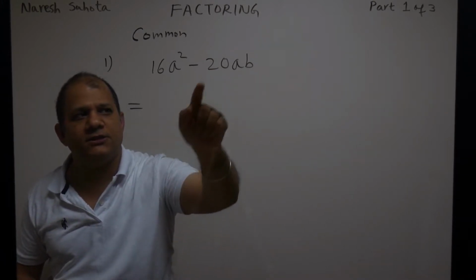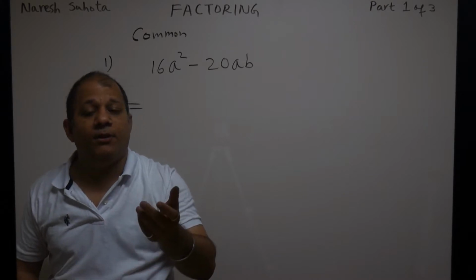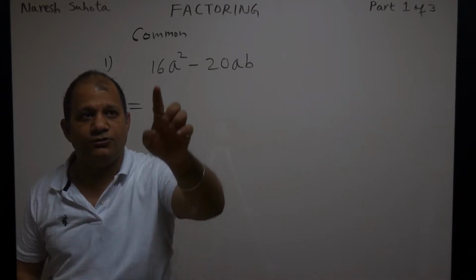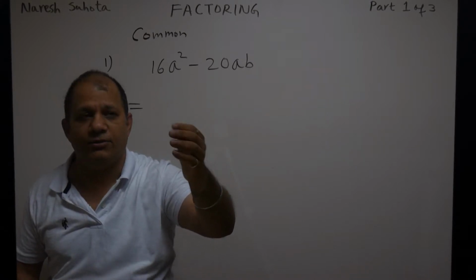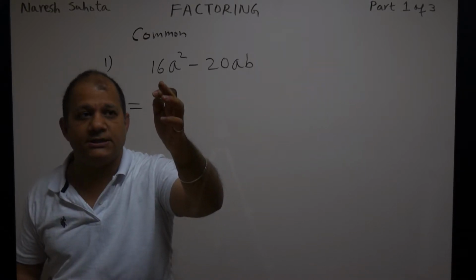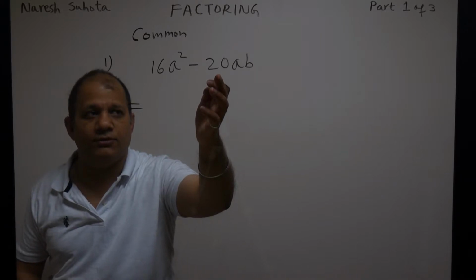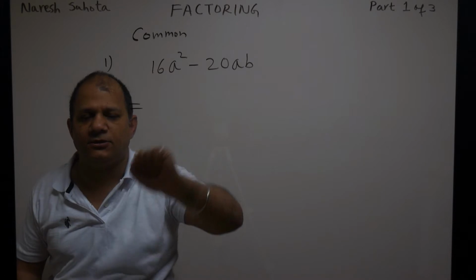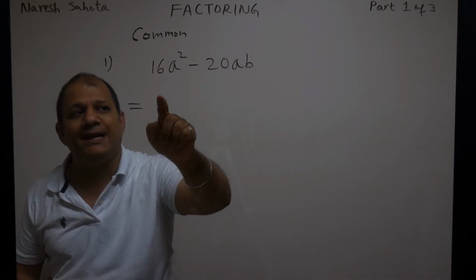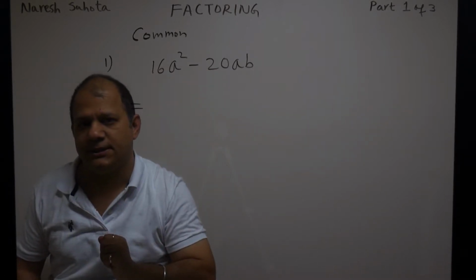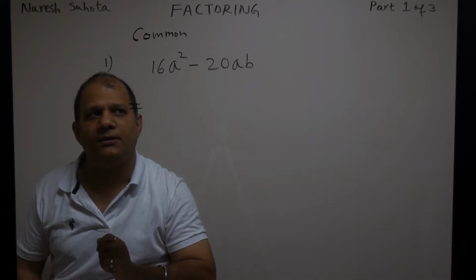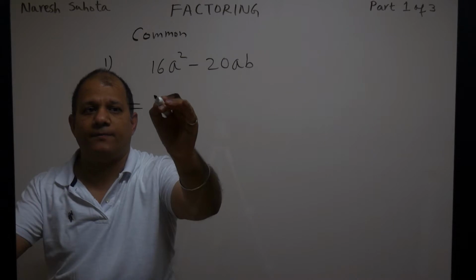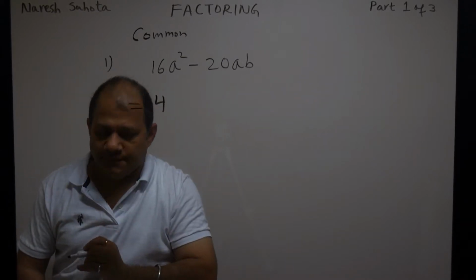So 2 goes into 16, 2 also goes into 20. But what we want is the largest number, right? So 2 goes into both, then try a higher number, try 4. Does 4 go into 16? Yes. Does 4 also go into 20? Yes. Okay, 8. 8 goes into 16, but doesn't go into 20. How about 10? 10 goes into 20, but not into 16, right? So the highest number here that goes into 16 and 20 is 4, right?